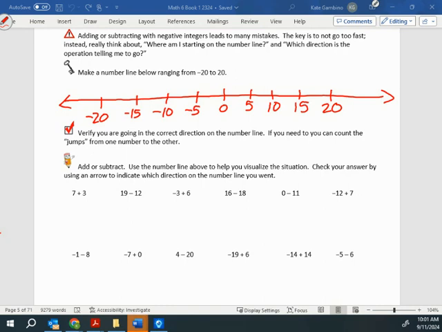I erased it already from up above, so I'm going to put my little help. If I add, I go to the right. If I subtract, I go to the left.